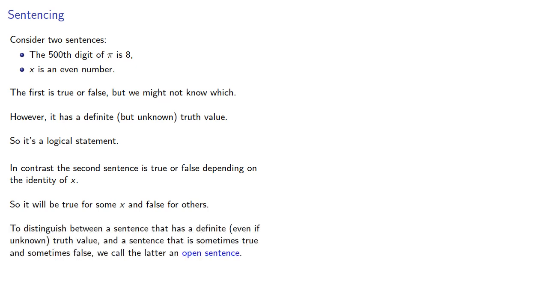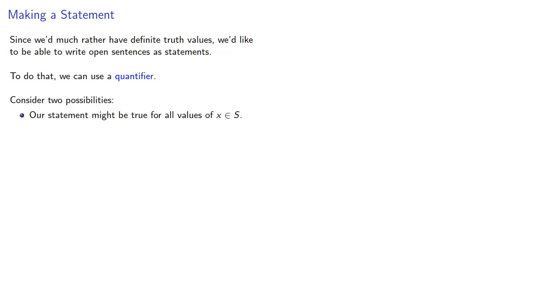To distinguish between a sentence that has a definite, even if unknown, truth value, and a sentence that is sometimes true and sometimes false, we call the latter an open sentence. Since we'd much rather have definite truth values, we'd like to be able to write open sentences as statements. To do that, we can use a quantifier. Let's consider two possibilities. Our statement might be true for all values of x in some set, or our statement might be true for some of the values of x in the set.